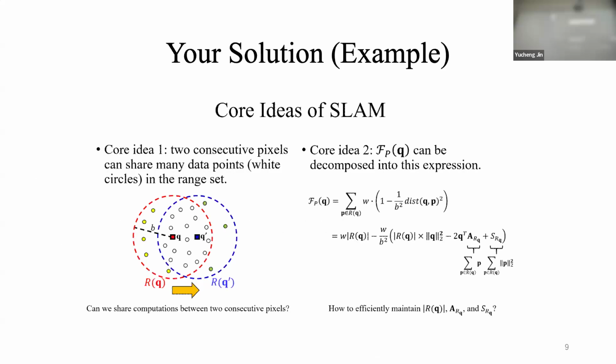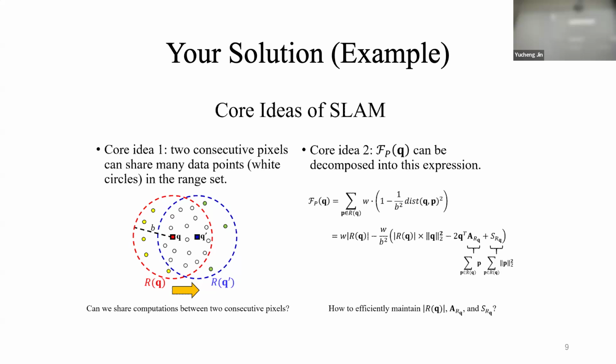Alright. So this is how I present my solutions. My solution is to do some computational sharing about how to evaluate these equations. I will consider two consecutive pixels here, and for two consecutive pixels, it also generates a visualization, right? So two consecutive pixels must somehow share a lot of data points. So the very natural question is, can we share computations between two consecutive pixels? Because they share a lot of things, right? So this can be a chance to share computation. This is the first core idea.